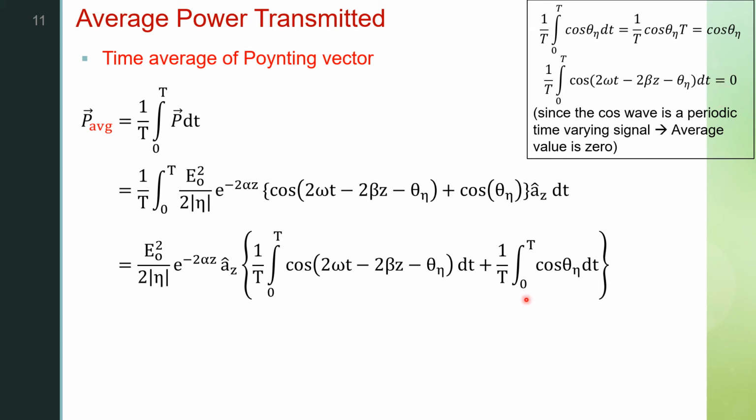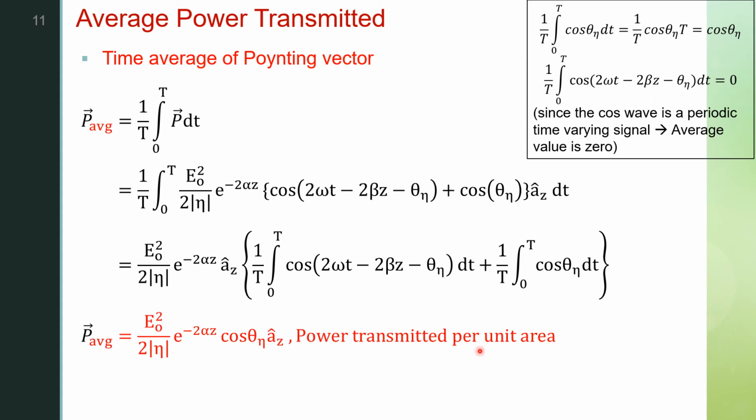The second term we have is 1 by T integral 0 to T cos theta eta dt. Let's find out what it is. It is going to be 1 by T into cos theta eta into T, which is the same as cos theta eta. So let's substitute that. Our answer will be E0 square by 2 eta e raised to minus 2 alpha z. The first term integral was 0. The integral of the second term is simply cos theta eta, so I have substituted that here.